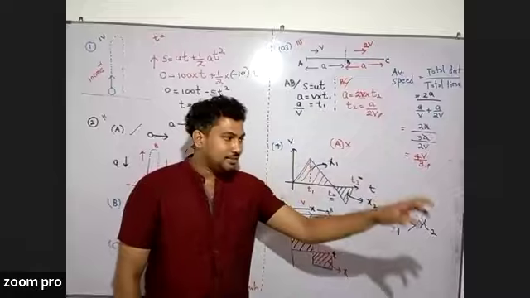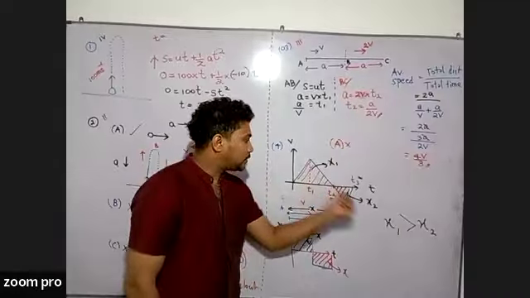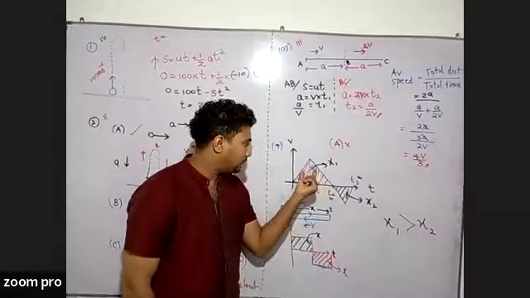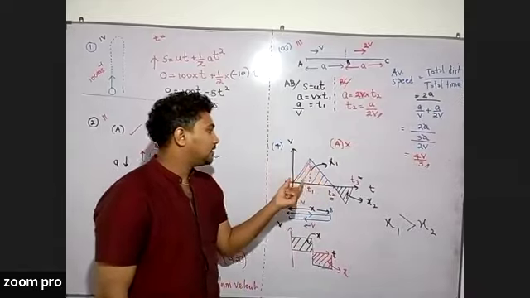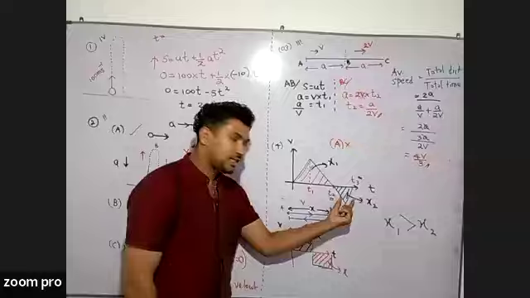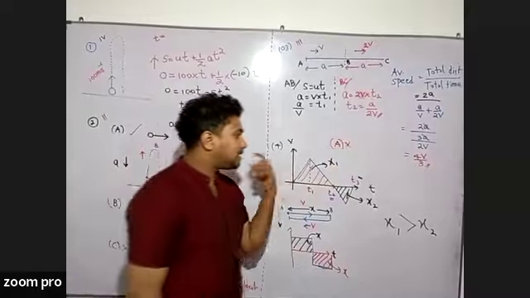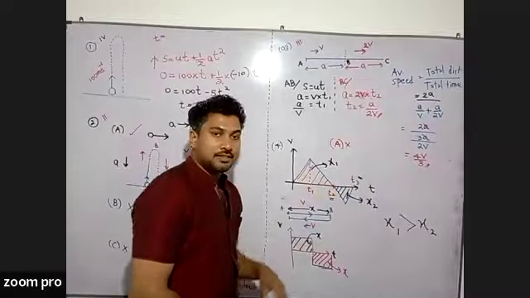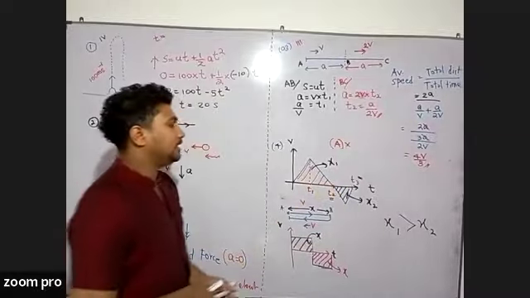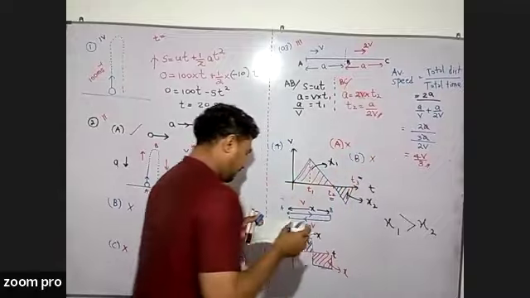If the object returns to the initial position, then the areas of the graph shown in the positive direction of the y-axis and the negative direction of the y-axis should be equal, but that is not satisfied in this given graph. So statement B should be false.